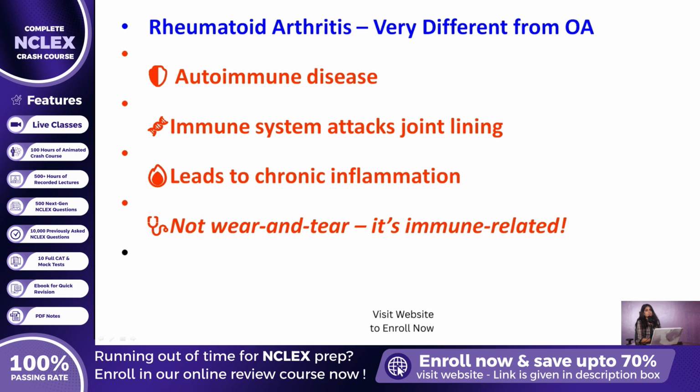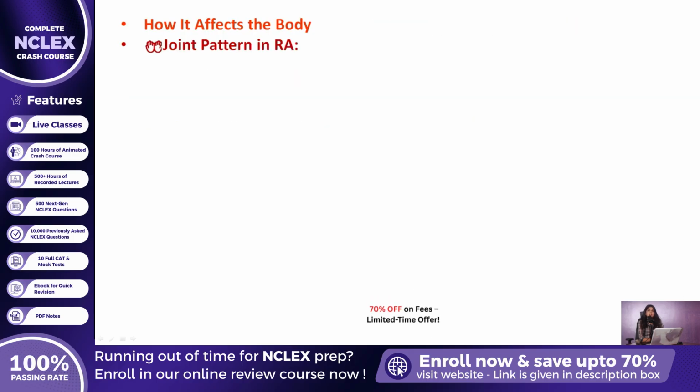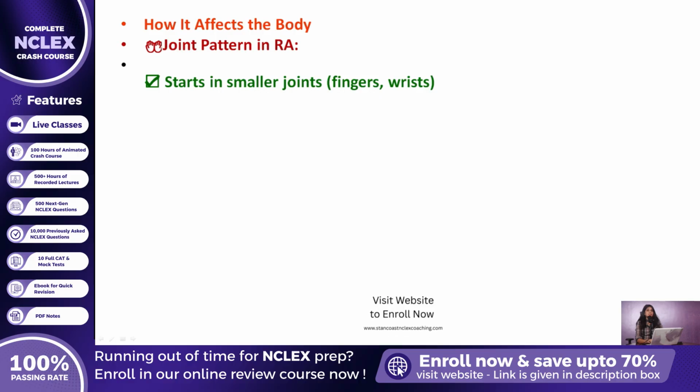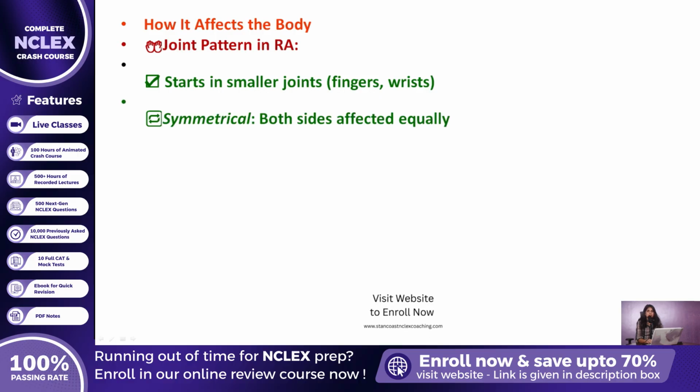This one is completely different from osteoarthritis because it is not caused by wear and tear. Instead, it is an autoimmune condition, which means the body's own immune system mistakenly starts attacking the lining of the joints, causing chronic inflammation. Rheumatoid arthritis usually begins in the smaller joints, think fingers and wrists. And here is the kicker. It is typically symmetrical. So if one hand is affected, you can expect the other to be affected too.